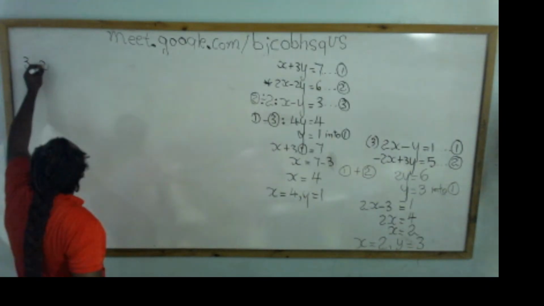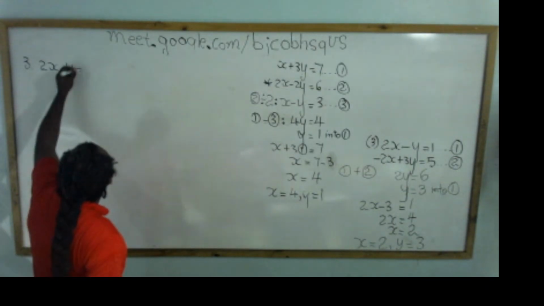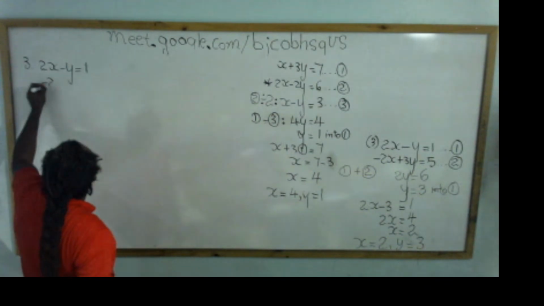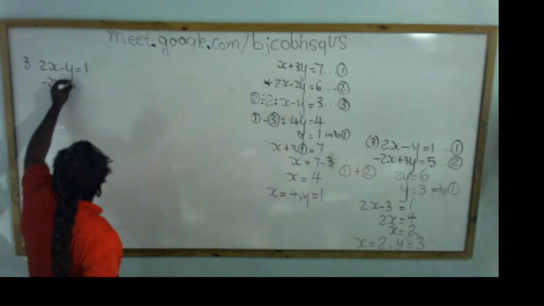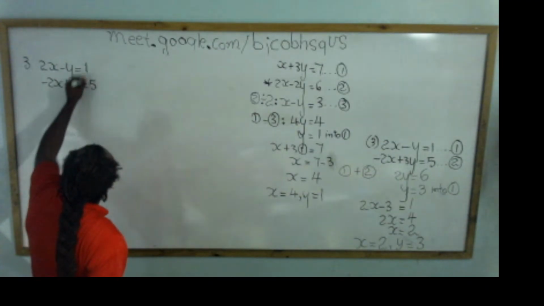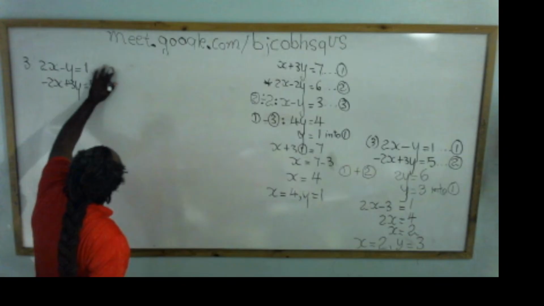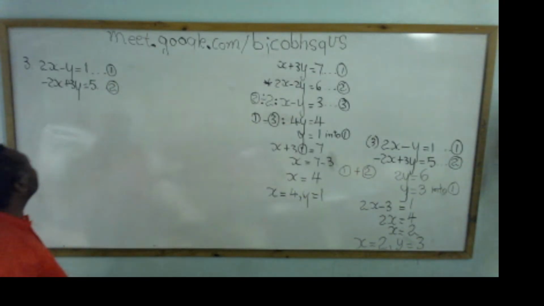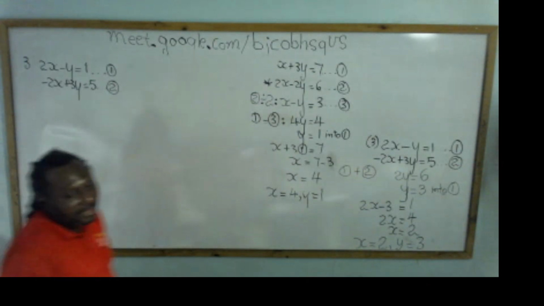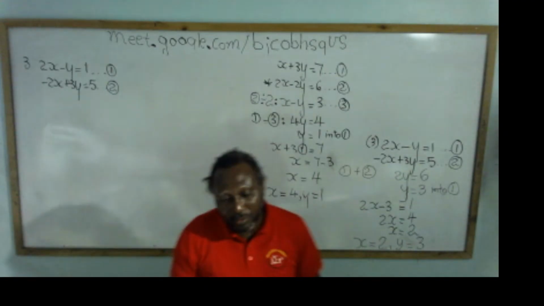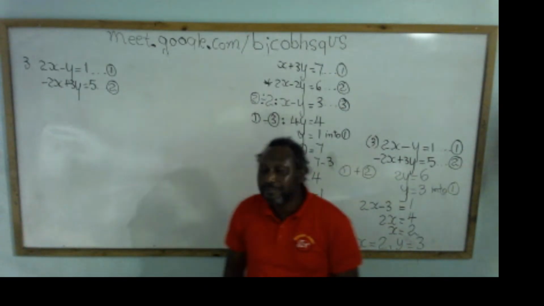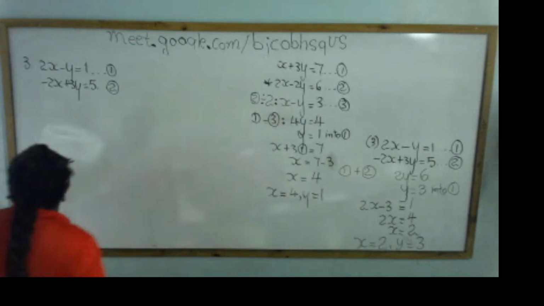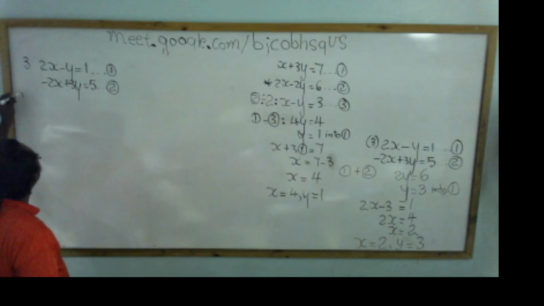2x minus y is equal to 1, and that is your equation 1. Negative 2x plus 3y is equal to 5, and that is your equation 2. Well, we have additive inverses already, and some students would be very quick to just make use of them. But let's say someone sees it like this: equation 1 multiplied by 3.